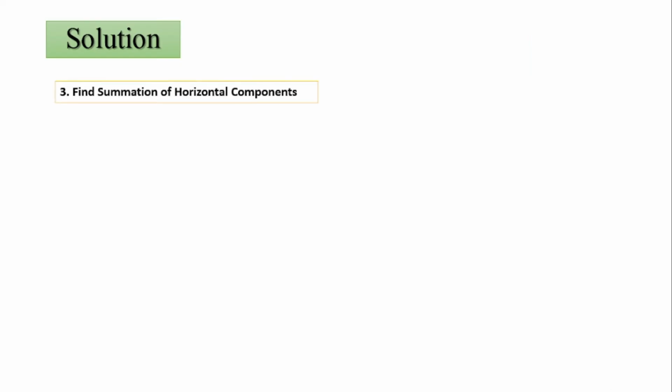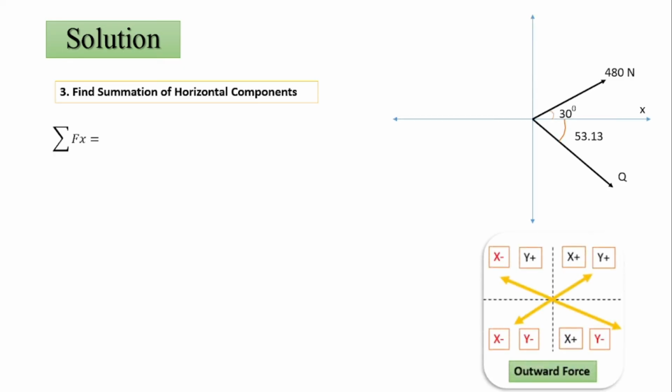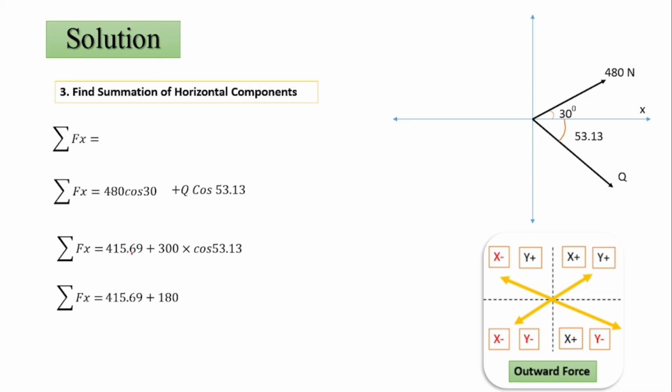Now resultant is equal to summation of Fx. For this also we'll refer to this chart. For that we will find summation of Fx. For this force, it is equal to 480 cos 30 and its value is positive as it is located in the first quadrant. For Q, its value will be Q cos 53.13 and its value is again positive because it is located in the fourth quadrant. Now the value of Q is known. Q is equal to 300, so we can put the value here and we can find the value of summation of Fx is equal to 599.69.